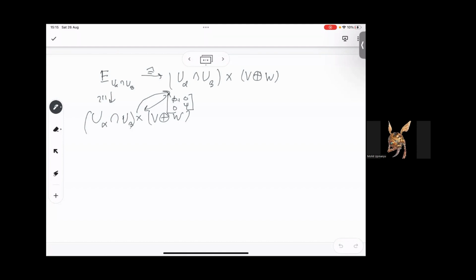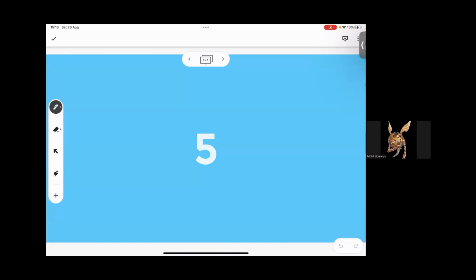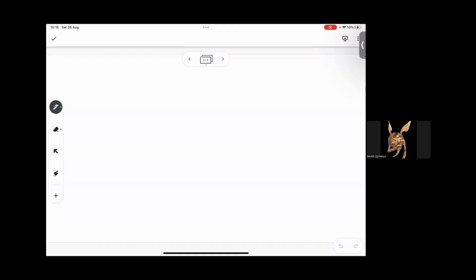So this is what we really did in using all the functorial language. So now today we begin the homotopic properties of vector bundles.